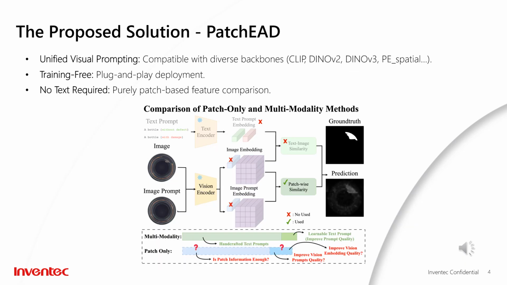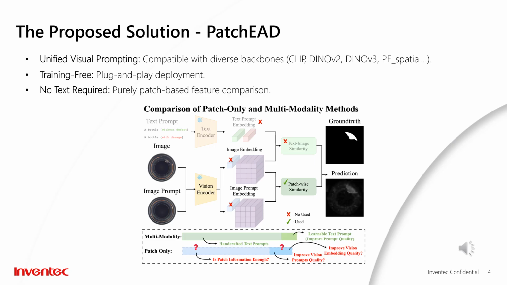Here, we compare our approach against existing state-of-the-art methods. The top section illustrates multimodality methods. These typically use a text encoder to create embeddings for prompts like a bottle with damage. This introduces complexity. You need a text encoder, an image encoder, and you must calculate cross-modal similarity. It relies heavily on the quality of the handcrafted text prompt.